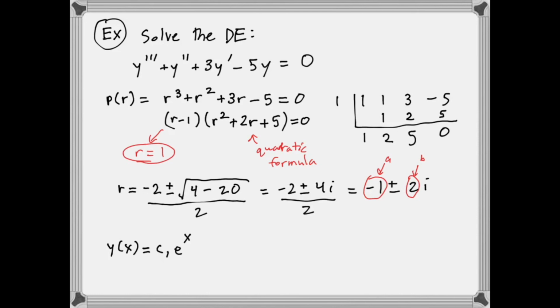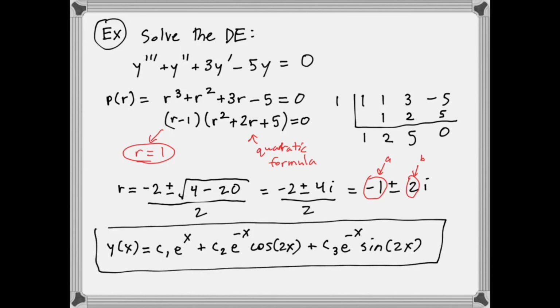Now from the other two guys, this is what I'm going to get. I'm going to get c2 e to the negative x cosine of 2x. Again, I got the negative x from the negative 1 and the 2x from the b is 2. And then my third solution is going to be c3 e to the negative x sine of 2x. So that's the pair that I use. So this is my general solution to the differential equation.